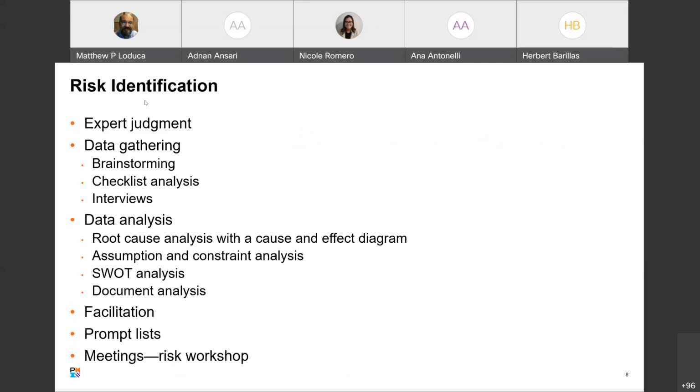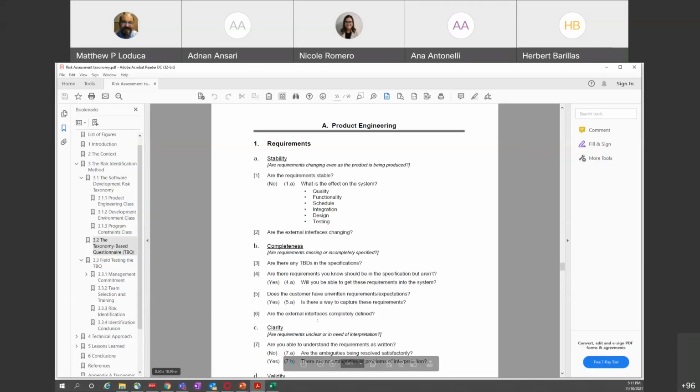Okay, so risk identification. So we're going to identify the risks on a project. Then we have expert judgment. We have data gathering, brainstorming, checklist analysis, interviews, data analysis, and so on. We got a whole bunch of these kinds of things. And there's a lot of different techniques that we can do to identify the risks that are out there. One of the things, down here towards the bottom, and this is something that I use, I don't use it as much now, is called a prompt list, and I have a document right here. This is essentially a checklist.